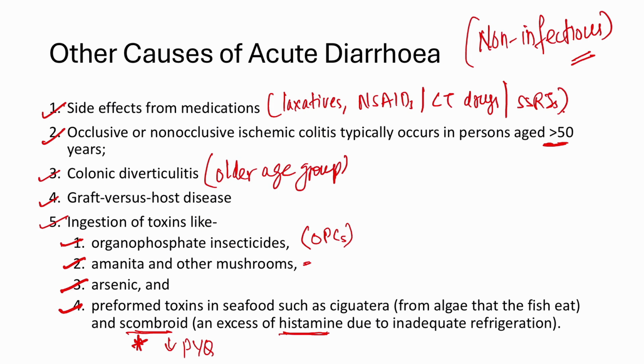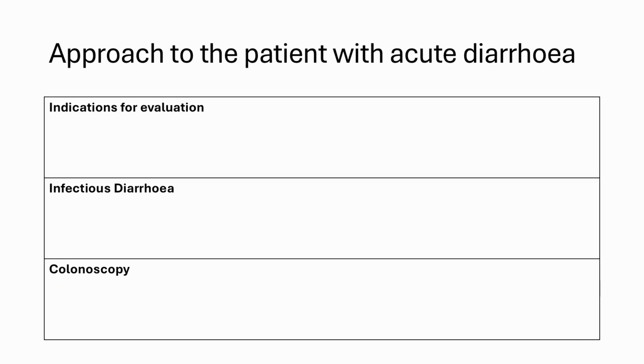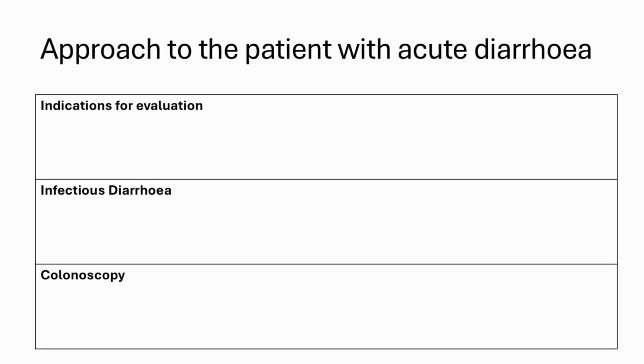Similarly, ciguatera from fish, right? These will contain preformed toxins. These are not infectious causes, but the chemicals or the compounds that they contain, they cause diarrhea by themselves. So these are the other causes of diarrhea. Now, how will you approach a patient with acute diarrhea? See, first of all, acute diarrhea, most of the cases are self-limited.